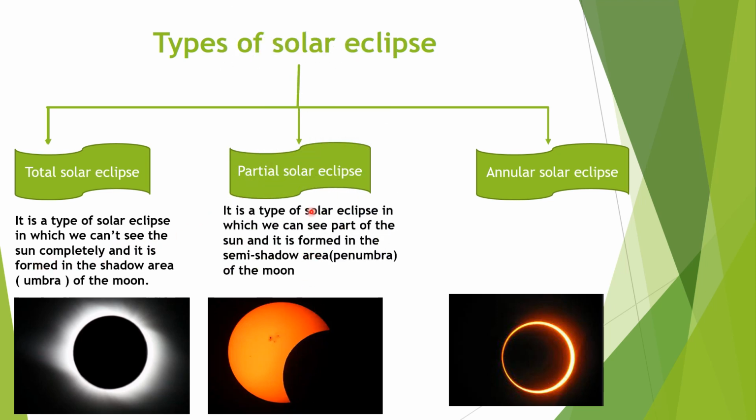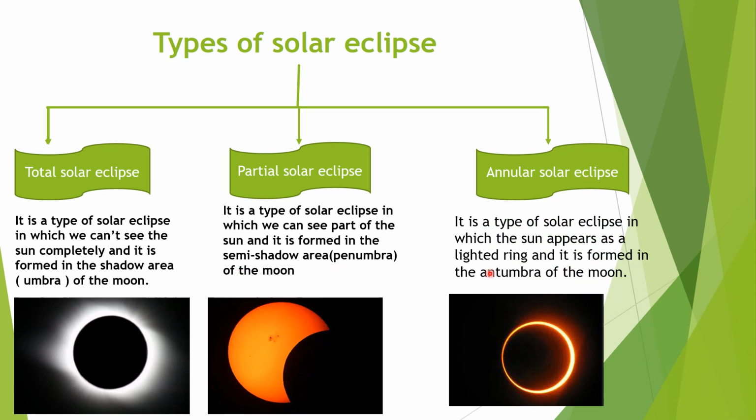Number 2, partial solar eclipse. It is a type of the solar eclipse in which we can see a part of the sun, and it is formed in the semi shadow area, which is called the penumbra of the moon. Number 3, annular solar eclipse. It is a type of solar eclipse in which the sun appears as a lighted ring, and it is formed in the anti-umbra of the moon.